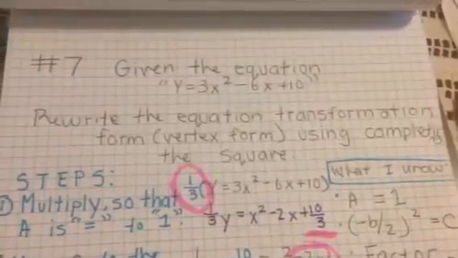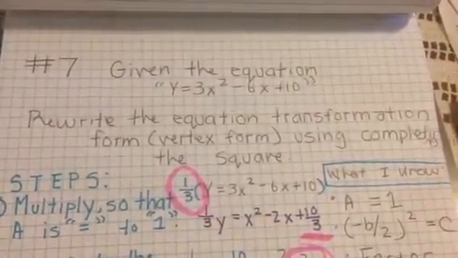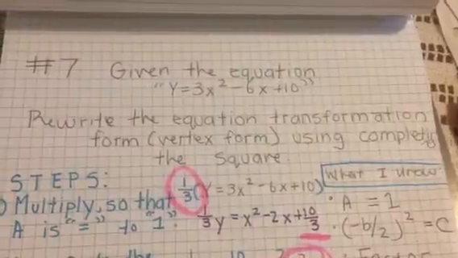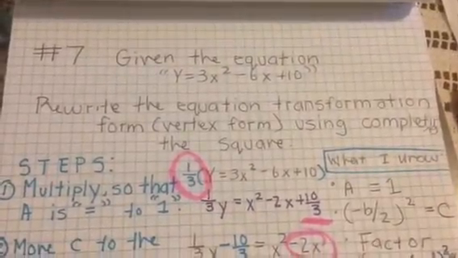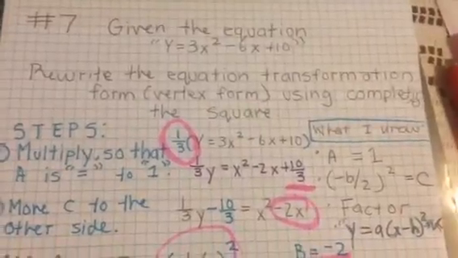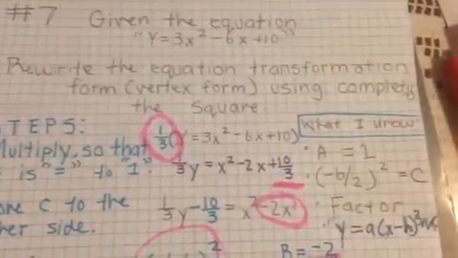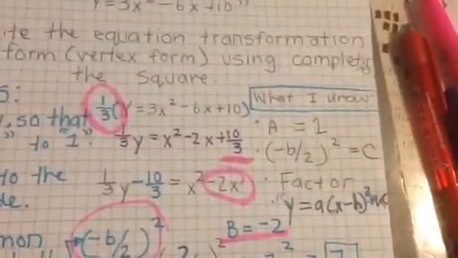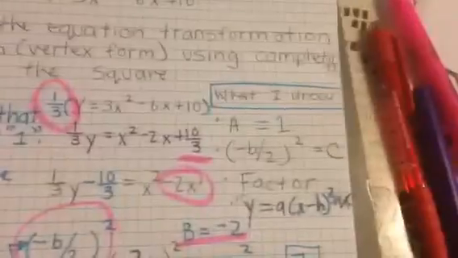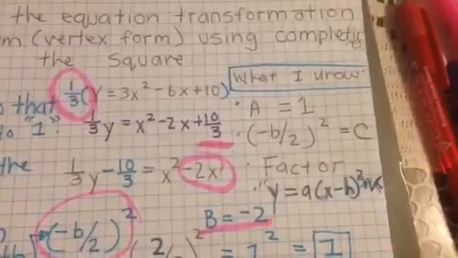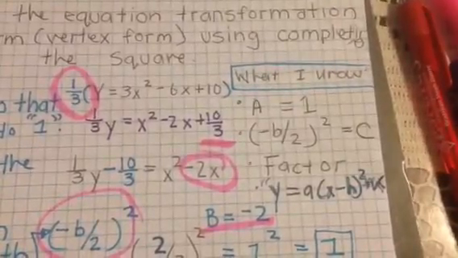For number 7, they ask us, given the equation y equals 3x squared minus 6x plus 10, rewrite the equation using transformation form, which is also vertex form, using completing the square. When I read this problem, I automatically assume that a is going to have to equal 1, and we're going to do that by multiplying in this situation. I know that I'm going to have to use negative b over 2 squared to find the common factor.